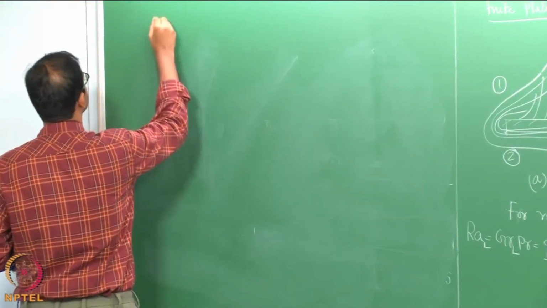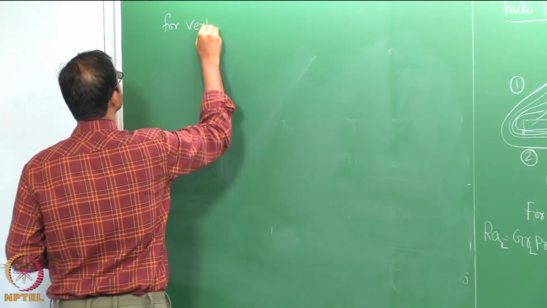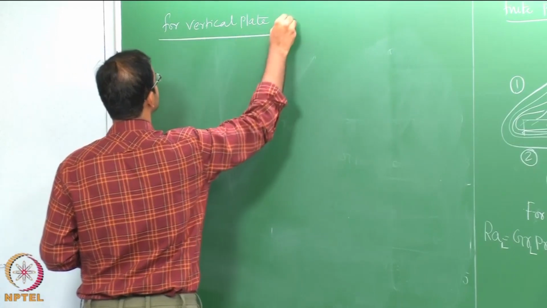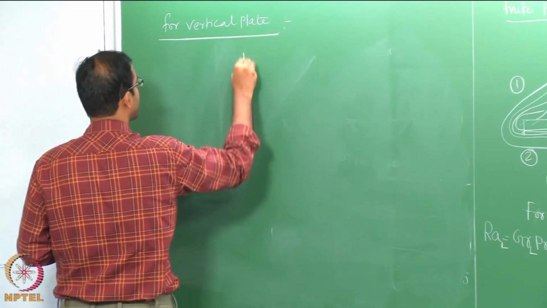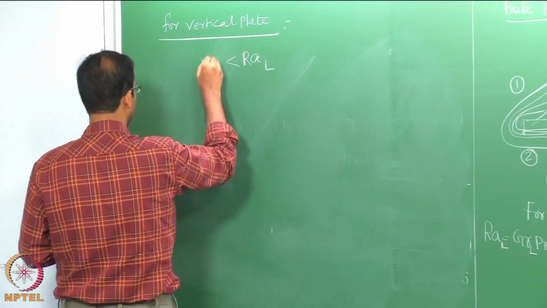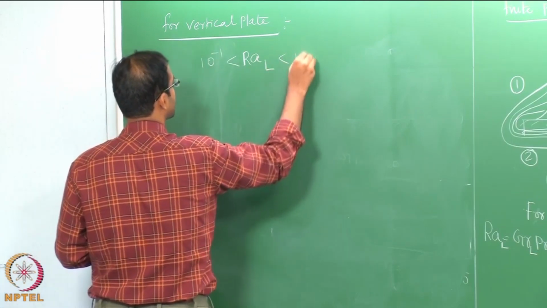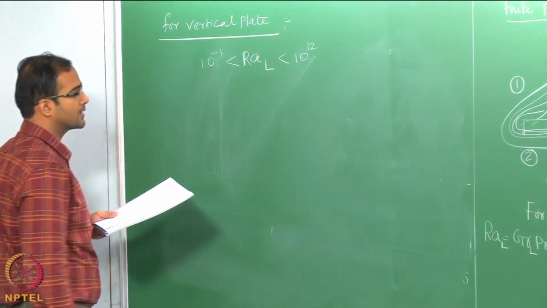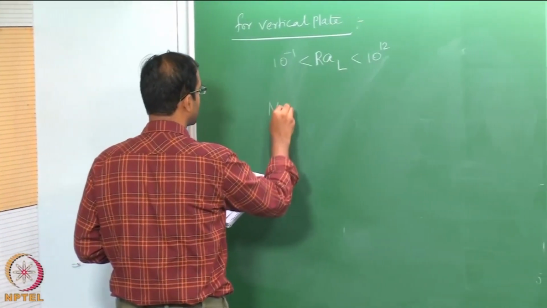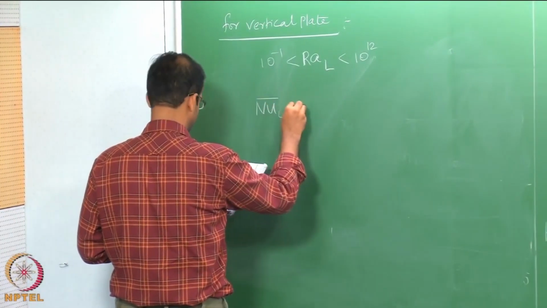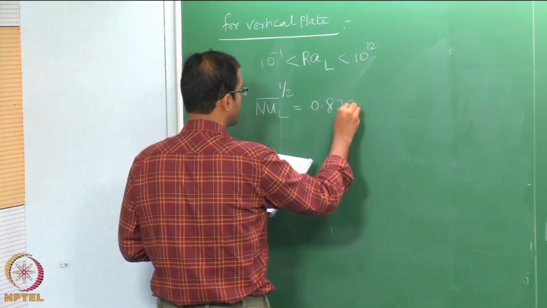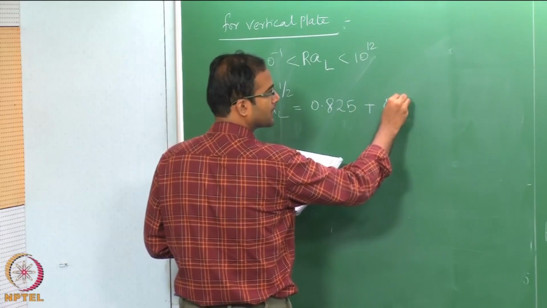So, for vertical plates, this is valid for Rayleigh number from 10 power minus 1 to 10 power 12, and this is the correlation for the average Nusselt number based on the length of the plate, not the local Nusselt number. This is something similar form, instead of the 0.6 you have 0.825, but this also is the same.